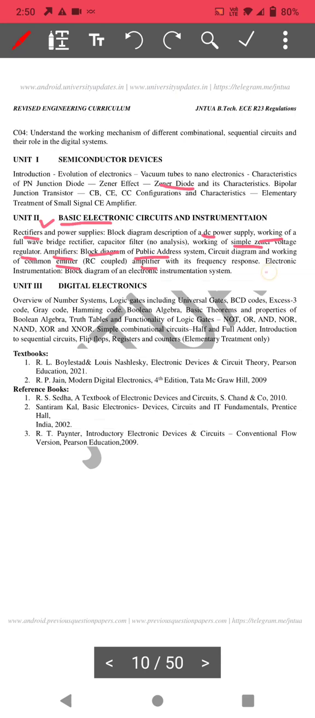Next is the instrumentation system, the instrumentation system block diagram. What parts does it consist of? What is meant by instrumentation? Instrumentation is the branch of electronics which deals with instruments and their controls: instruments and how to control them. That is the block diagram of the electronic instrumentation system. It is very important. From these topics, short answers and 10-mark essay questions may come.